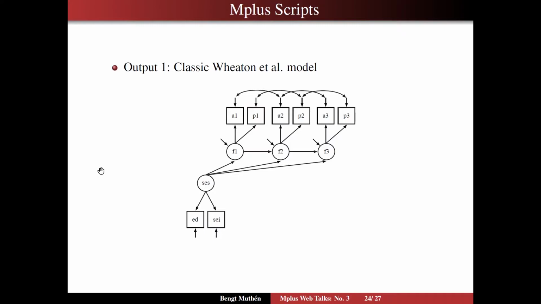First, the classic model. We're going to remind ourselves of the fact that we're going to try a metric invariance model here, equality of loadings across time, and we're going to allow for correlated residuals for each item for adjacent time points. So A1 with A2, A2 with A3, and same thing for the P, the powerless indicator.